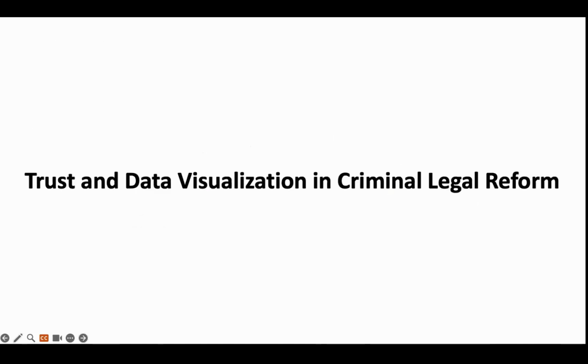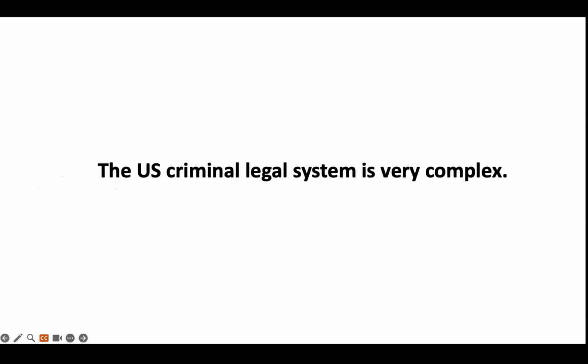So start with the criminal legal reform. I'm not a lawyer, but I do have some collaborators who are lawyers, and we started doing this project about trust and visualization in the criminal legal domain. To give you my quick 2-minute summary of law, what I learned is that the US criminal legal system is very complex. That's the first thing I learned.